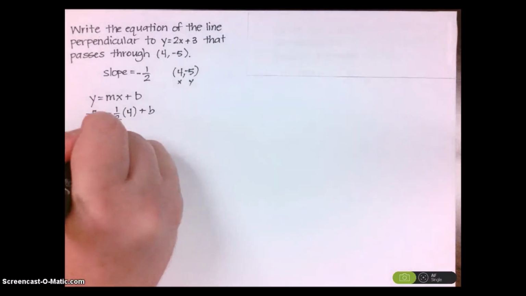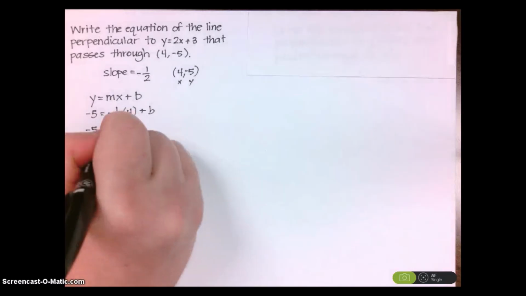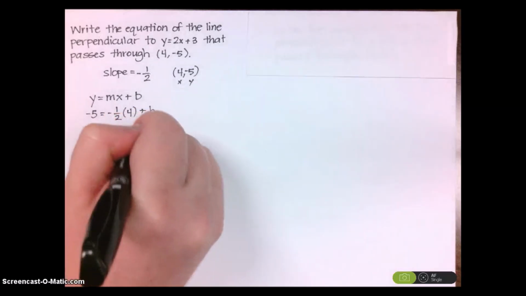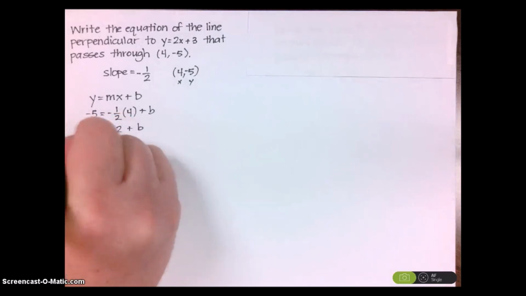Rewrite this. -5 is equal to -1/2 times 4, which is -2, plus b. And to get the b by itself, I'm going to add 2 to both sides.